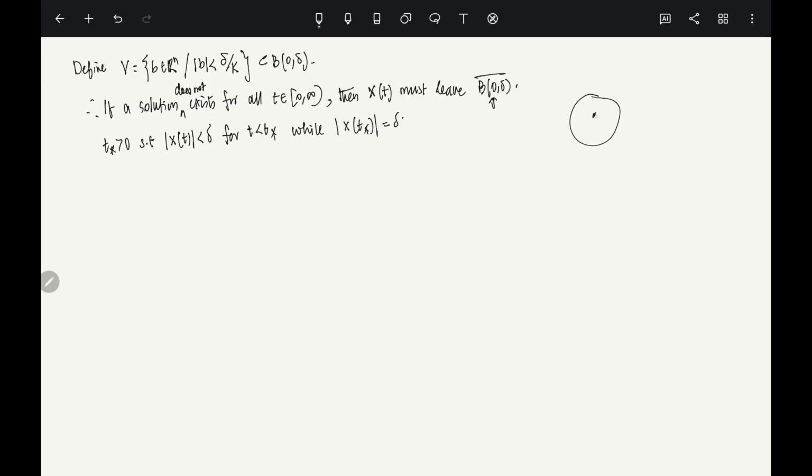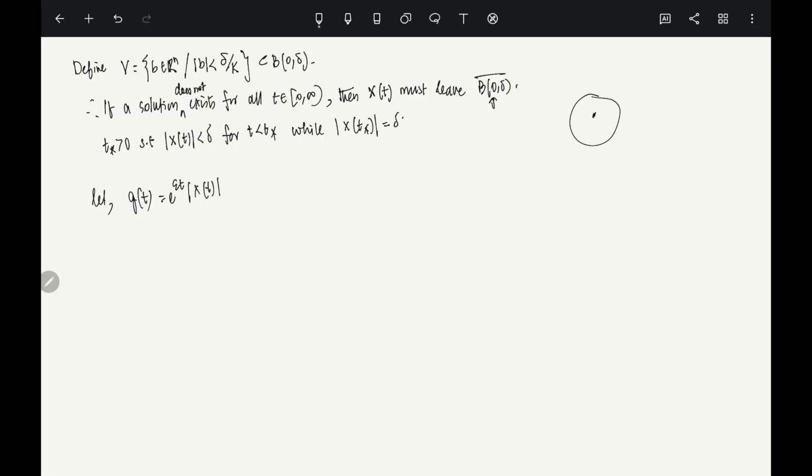Okay, it has to touch the boundary. And what is the boundary? At the boundary, mod x(t star) is delta. Okay, of course it has to be. Right. Now you see what we are going to do is, from here we are going to assume and get the contradiction. So we are going to define a new function g of t, which is e power epsilon t times the norm of x of t. And we will use Gronwall here.